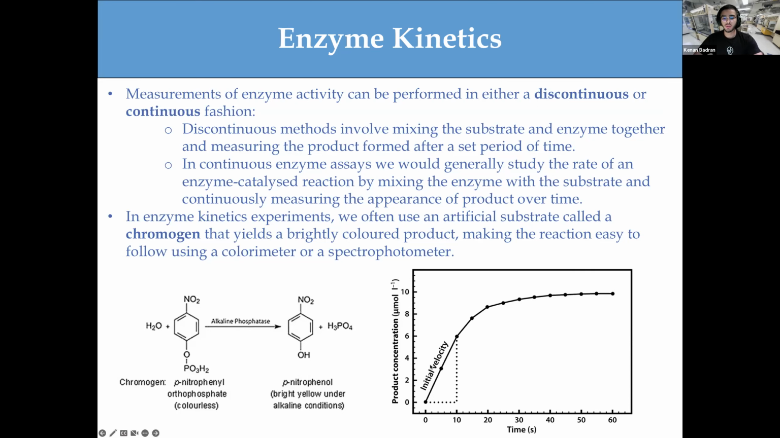But the issue is you don't get this curve here, which is seen in the continuous method. Continuous is basically combining both components together, but you just take different samples at different segments of time, and then you can determine from there. You can start plotting this graph by seeing how much product is made at each step.